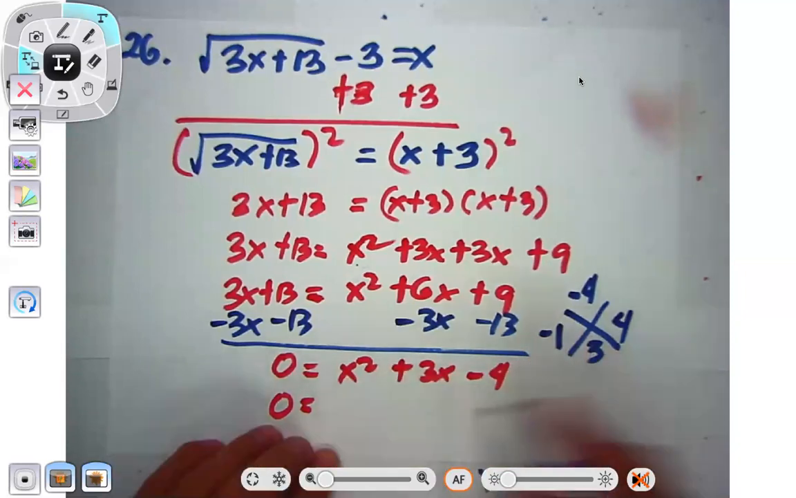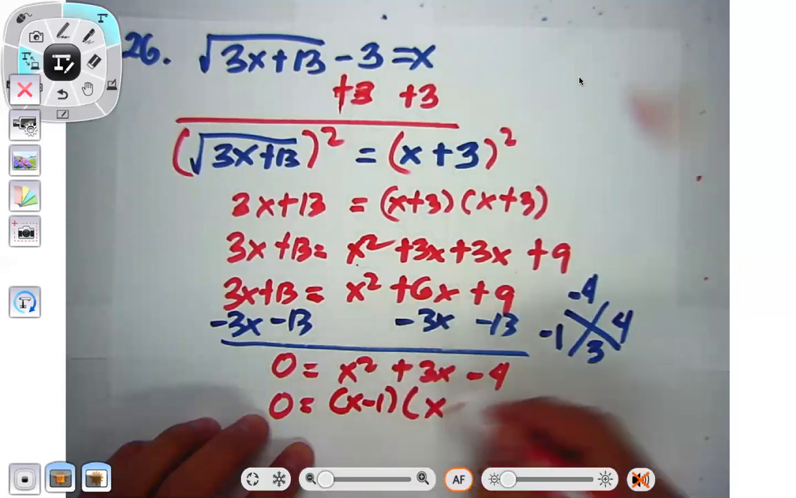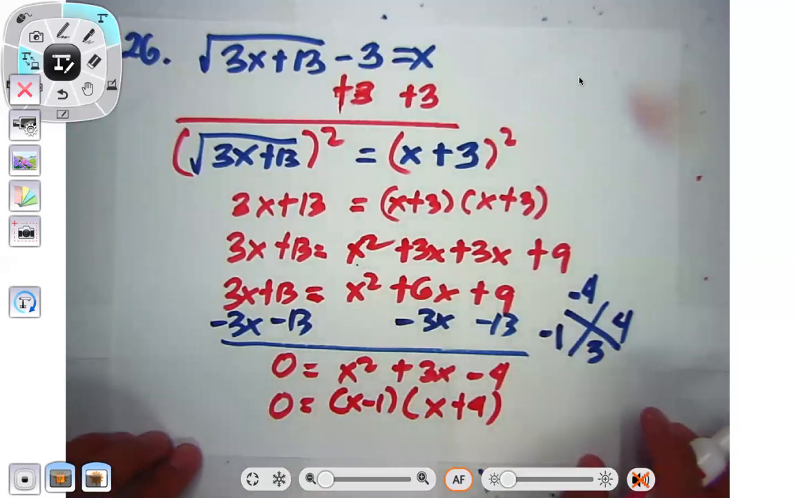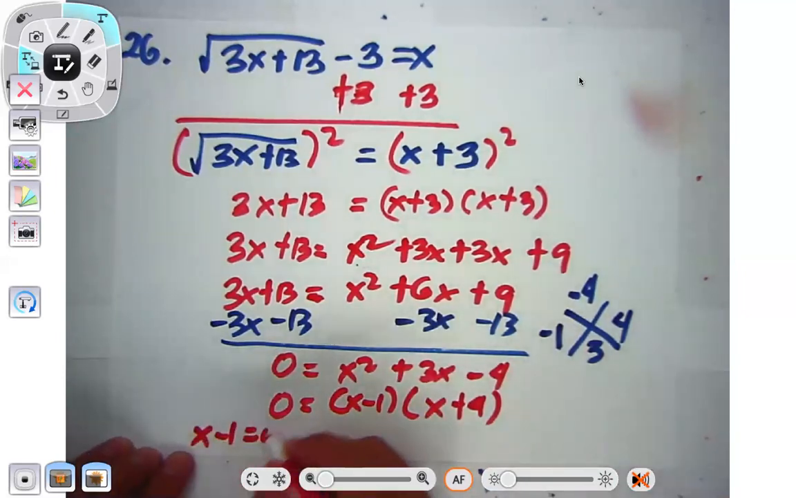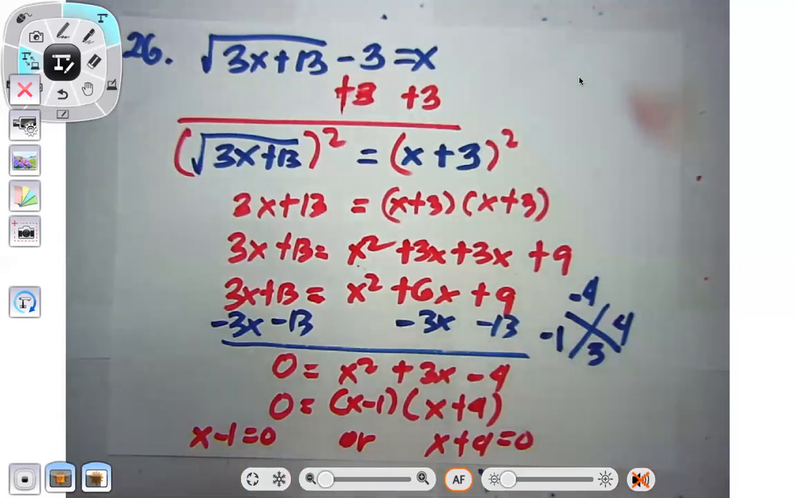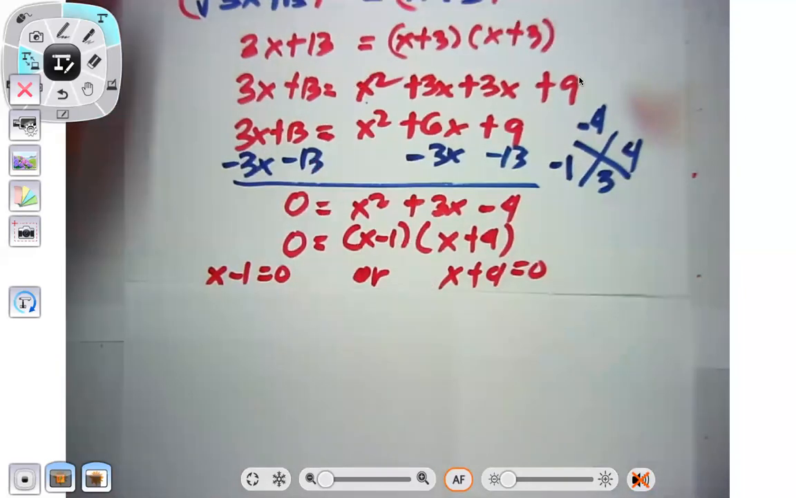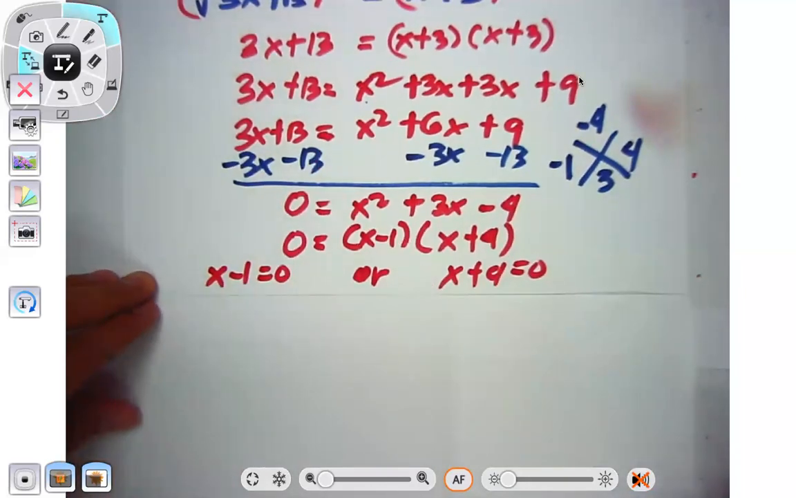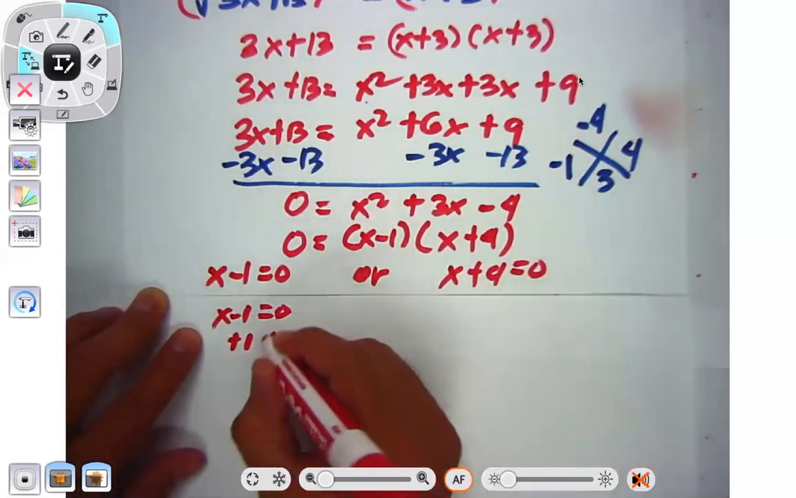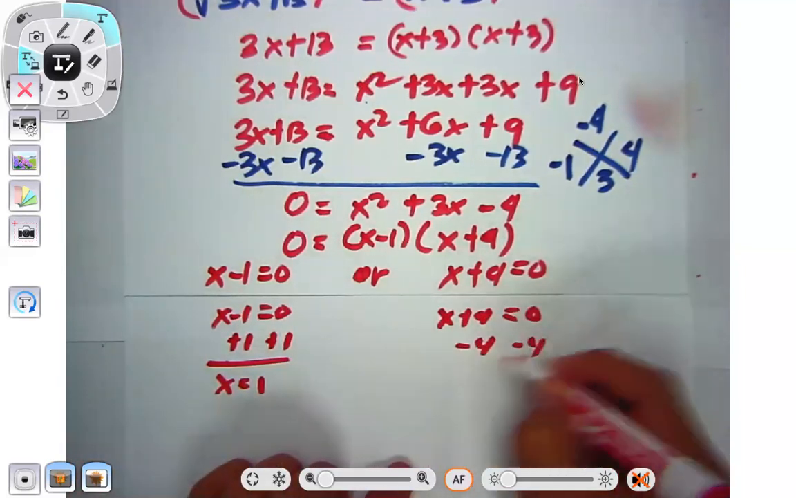It will be x. That's correct. That's going to be x minus 1 and x plus 4. So what are those x values? We set each factor to 0. We have x minus 1 equals 0 or x plus 4 equals 0. So for x minus 1 equals 0, we add both sides by 1, so x is equal to 1. How about here? Minus 4 both sides, x equal to negative 4.